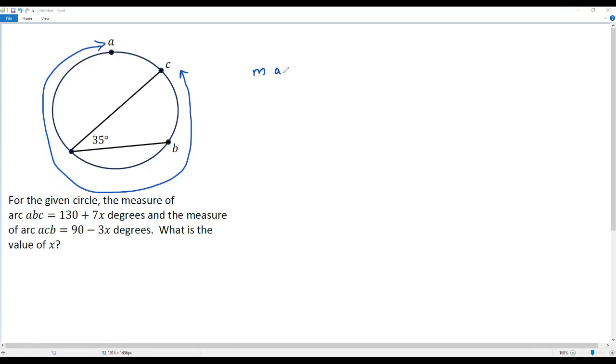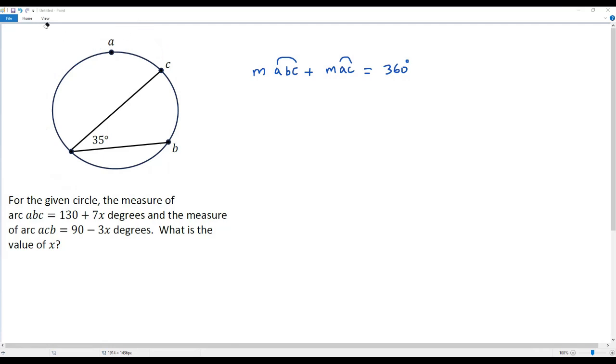That is the measure of arc ABC. And also, let me add the measure of arc AC over here. That is the measure of arc AC. So when I add the measure of arc ABC and the measure of arc AC, it completes the circle. Then these two measures will add up to 360 degrees, which is the angle measure of a full rotation.